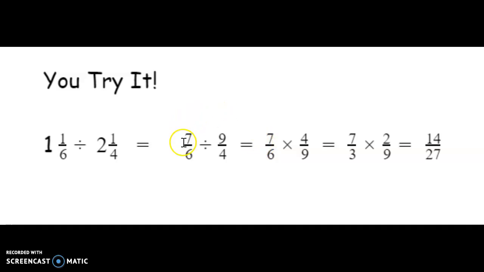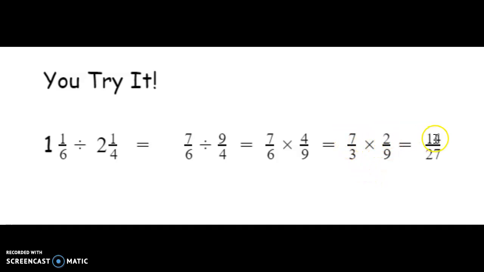Our second step, our first term stays the same. Our division symbol becomes a multiplication symbol. And our second term, we take the reciprocal. The reciprocal of 9/4 is 4/9. Now, we look at our two sides to see if we can cross cancel anything, and we can't cross cancel the 7 or the 9, but we can cross cancel the 4 and the 6. How many 2s fit into 4? 2. How many 2s fit into 6? 3. So now we have our new equation, and we simply multiply across.